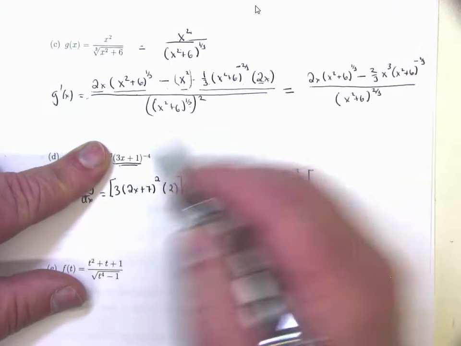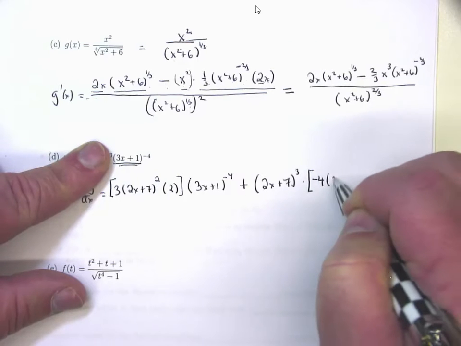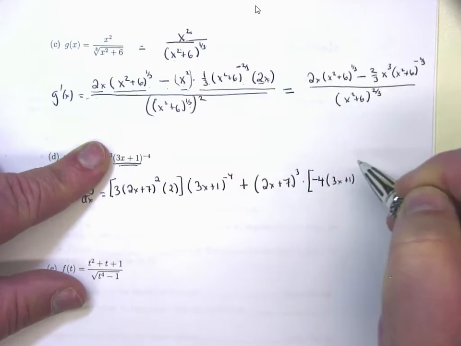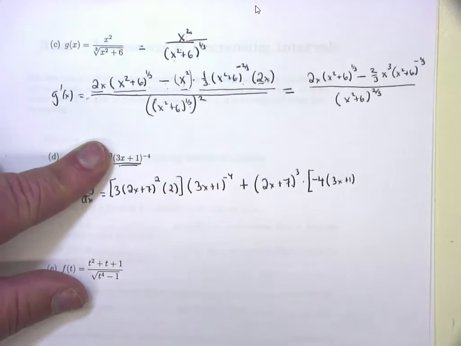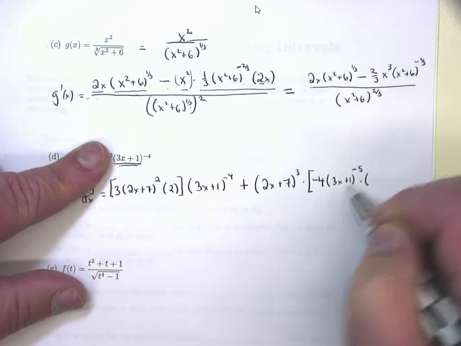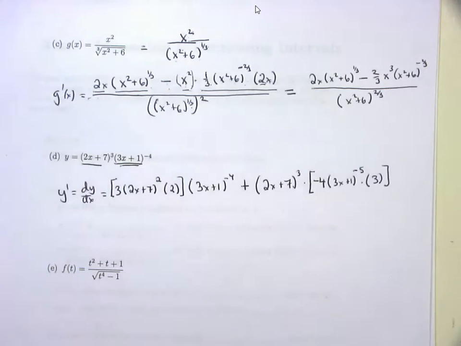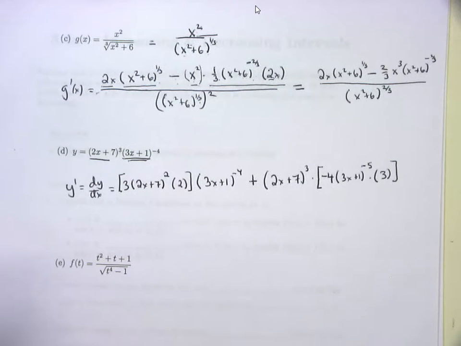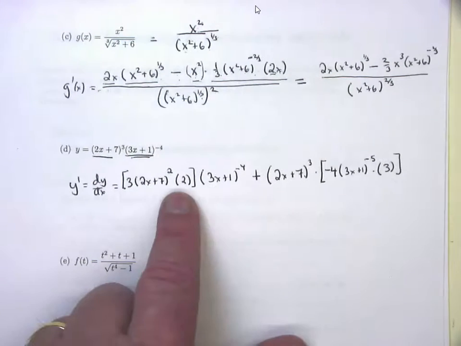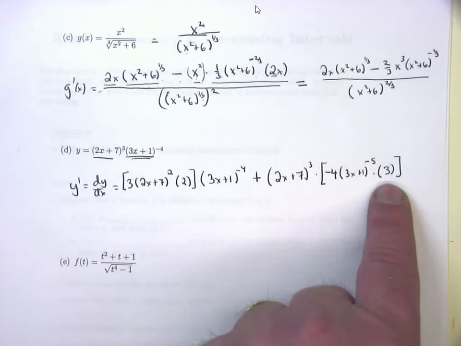Chain rule. Derivative of the outside, the negative 4 pops out front. The inside, 3x plus 1, stays the same. Raised to the what? Got to subtract 1. Negative 5 times the derivative of the inside. Derivative of 3x plus 1 is 3. And there's my answer. Not cleaned up, of course, but that is my answer. The derivative of the first term times the second plus the first term times the derivative of the second.